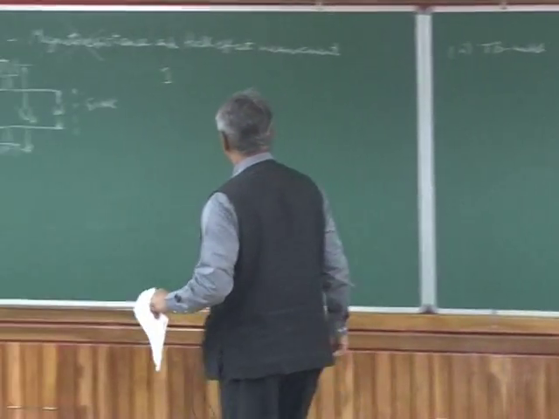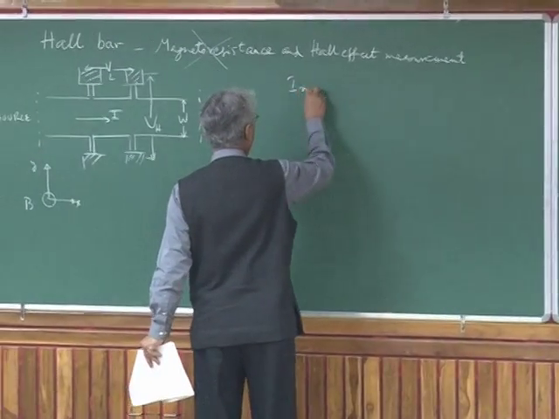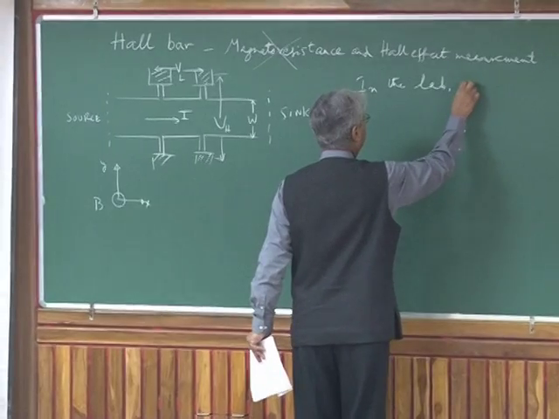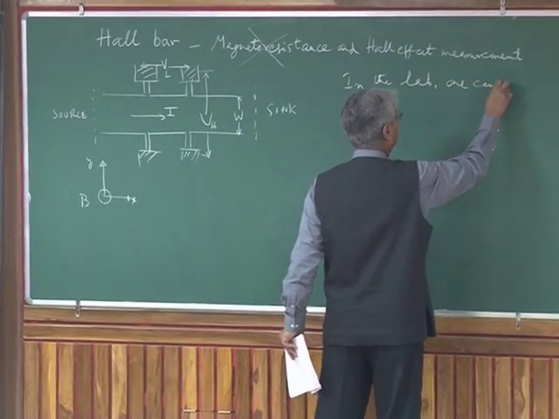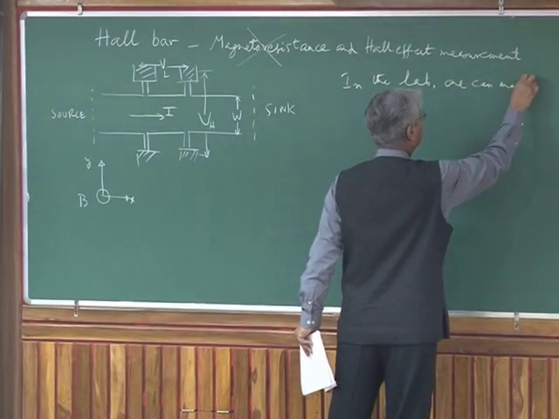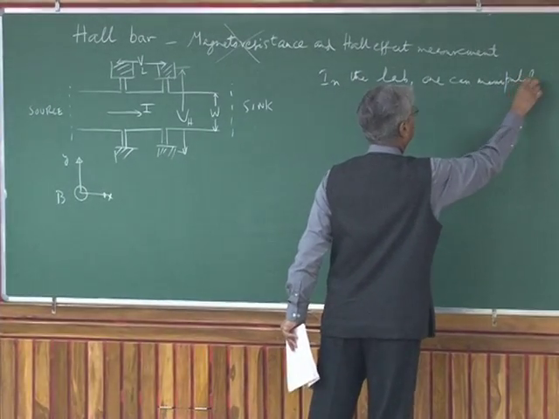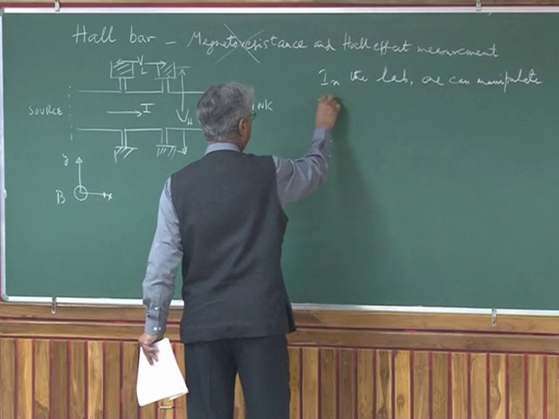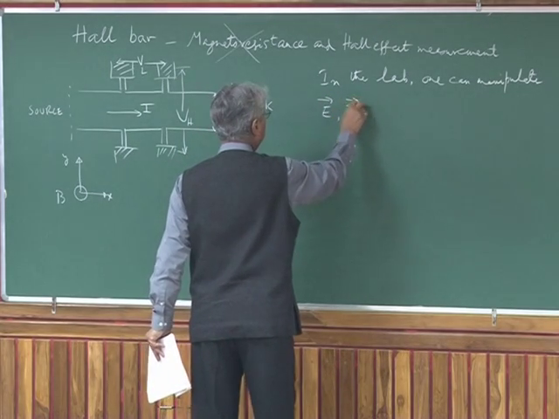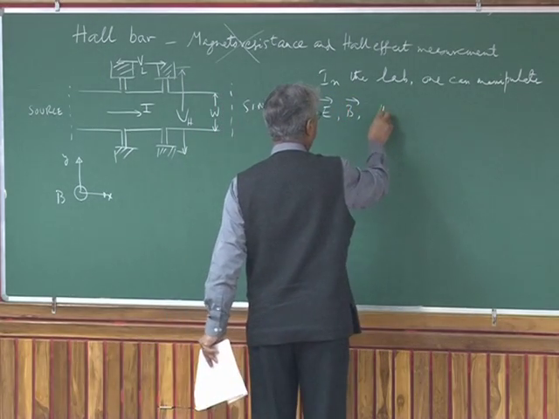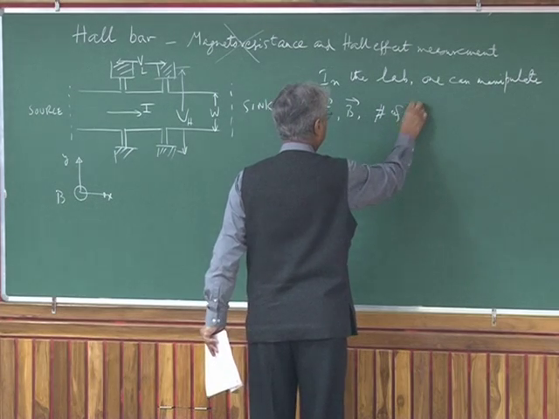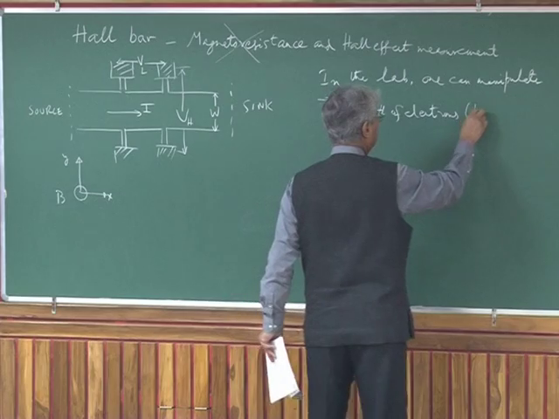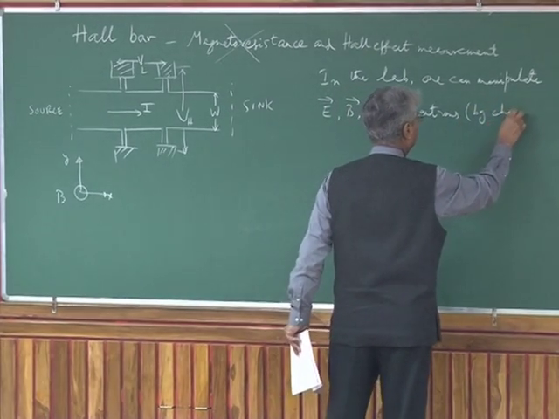So in the laboratory, in the lab, one can manipulate. So these are control parameters in your experiment. You can manipulate the electric field, the magnetic field, okay, and the number of electrons. You can control the number of electrons by changing what are called gate voltages.